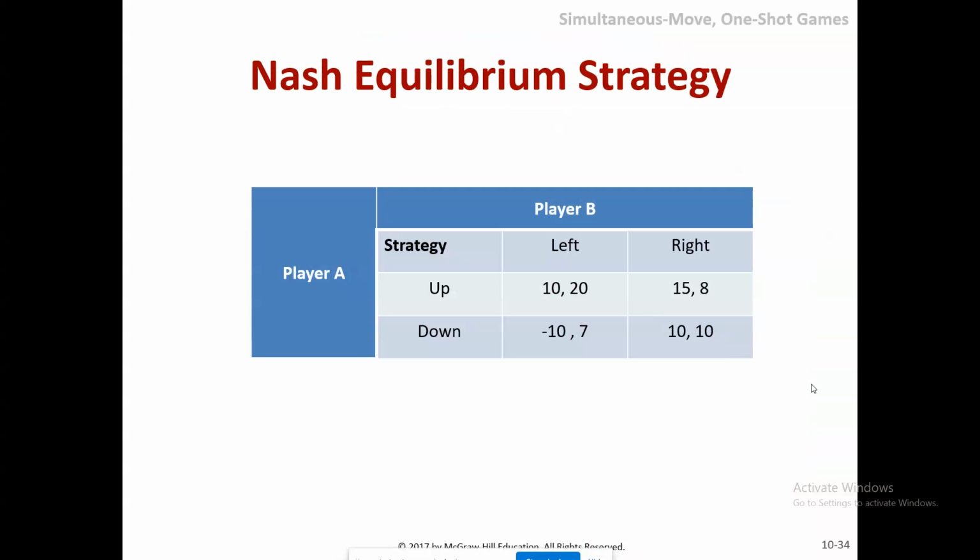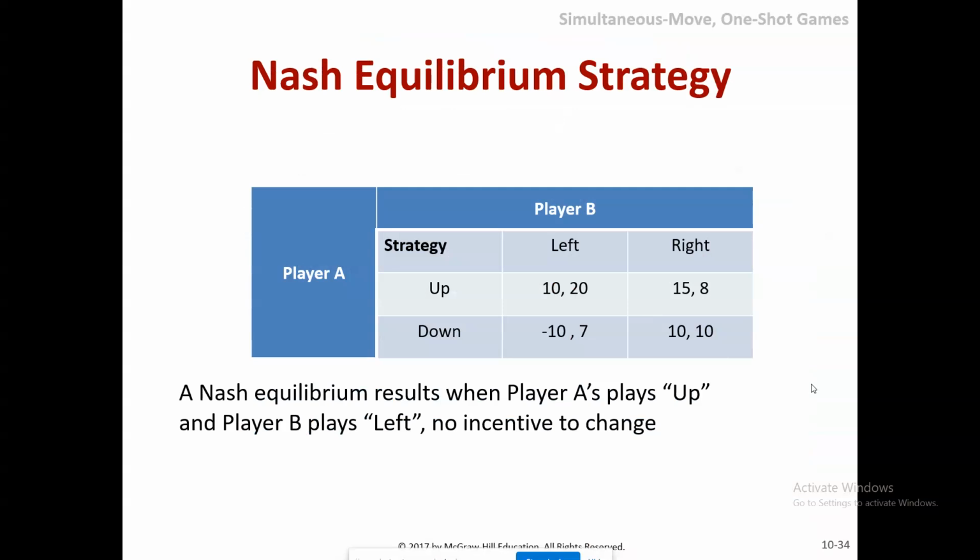In the context of our example, a Nash equilibrium results when player A plays up and player B plays left. There is no incentive for either one to change or deviate from the current decision. The Nash equilibrium outcome will be 10 for A and 20 for B.